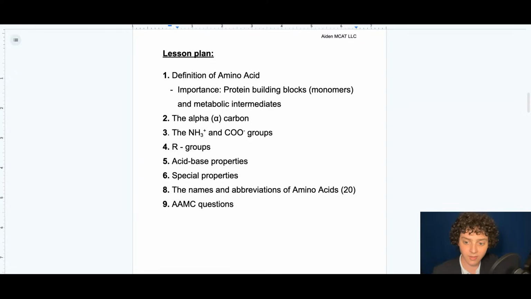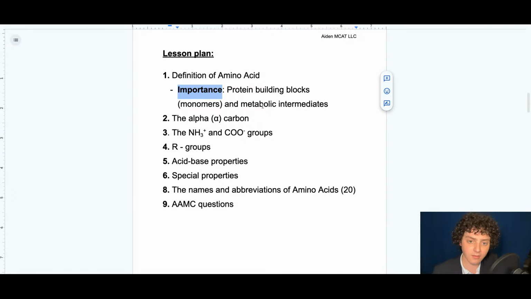intermediates. And I mentioned these two points as their importance because these are the two ways in which amino acids are going to show up on the MCAT exam. They're going to show up as parts of proteins, which do all kinds of things in the body, including making up many of the structures of the body. And they are also going to be tested as sort of middlemen when the body is going through its metabolic processes.